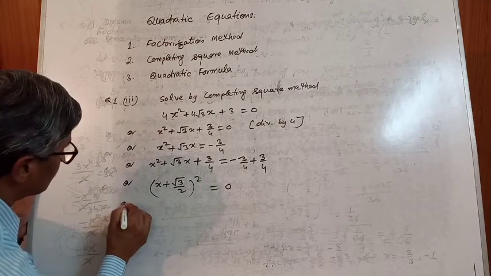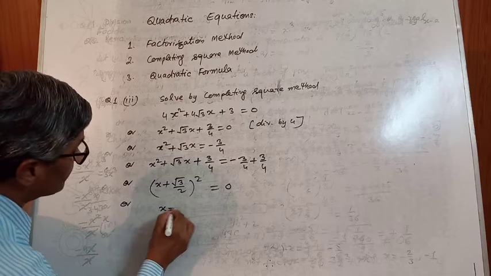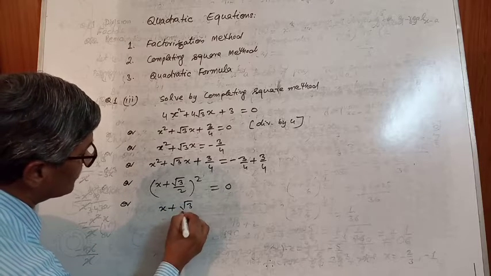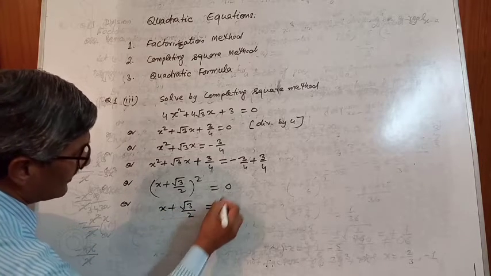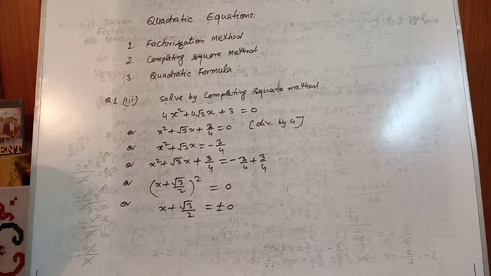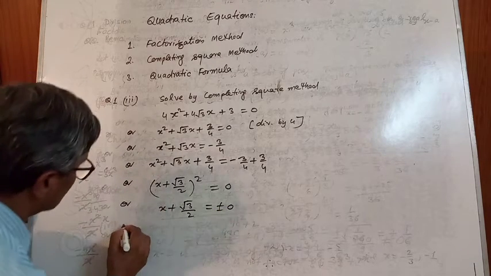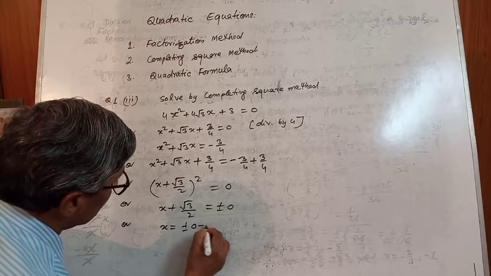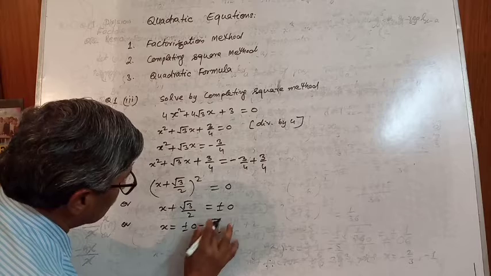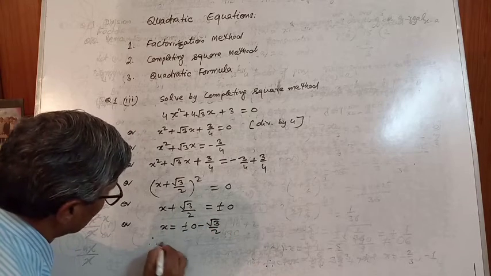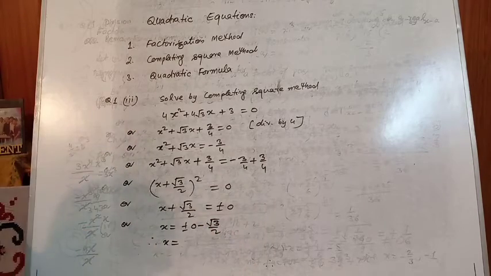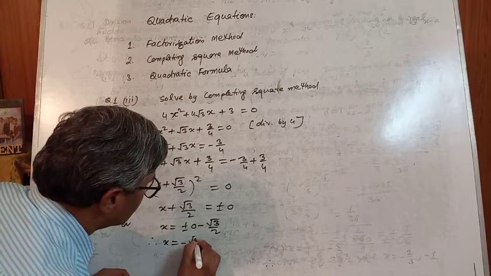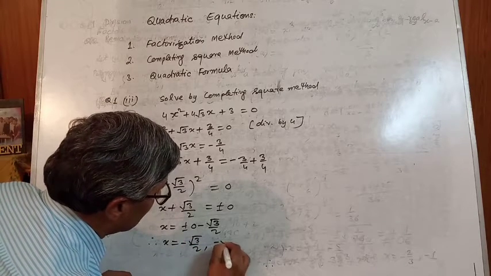Now take the square root of both sides, x plus root 3 by 2. Here we can take plus minus 0. Now transpose this. x is equal to plus minus 0 minus root 3 by 2. Therefore x is equal to, we can write this number 2 times, repeated root, minus root 3 by 2, comma minus root 3 by 2.